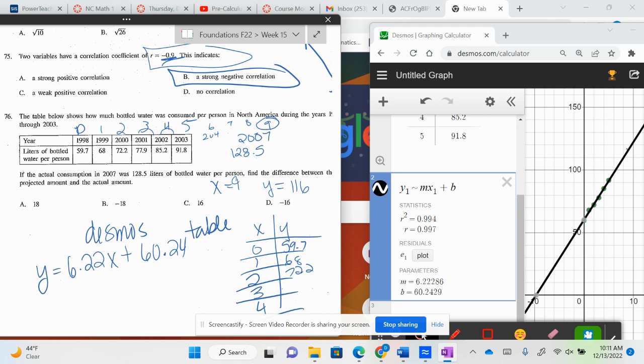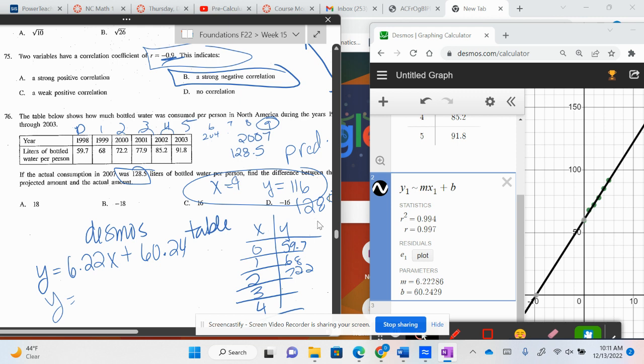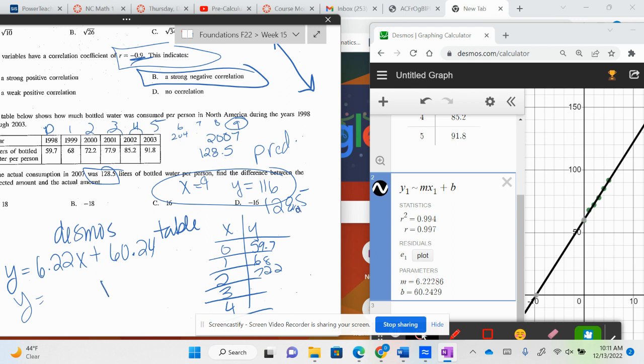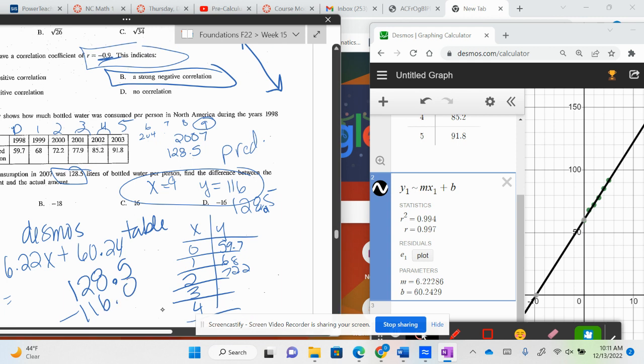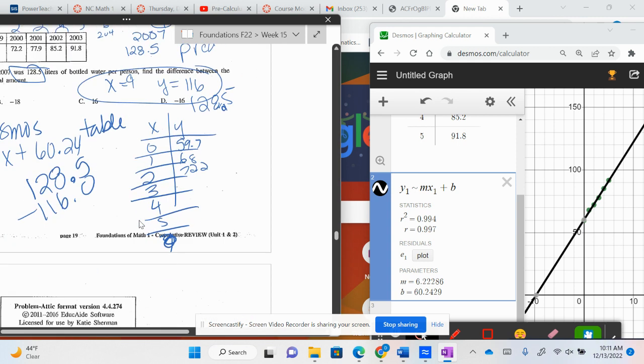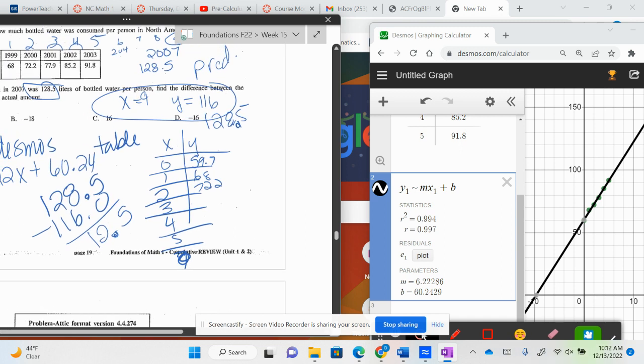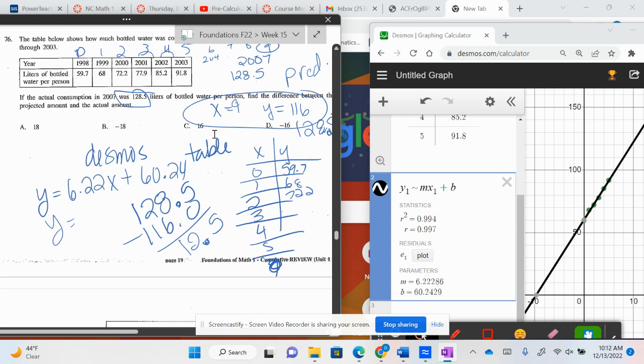This is what's predicted, right? But if I actually look at this 128.5, the actual, what was observed, and subtract the two, I'm going to take 128.5 minus 116. Well, 5 minus 0 is 5. 8 minus 6 is 2. So it's about 12.5.